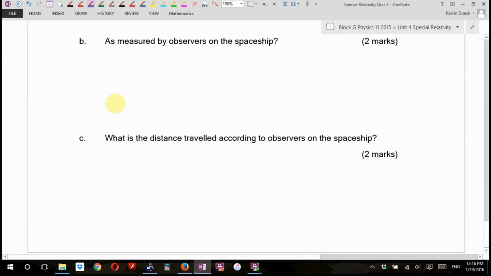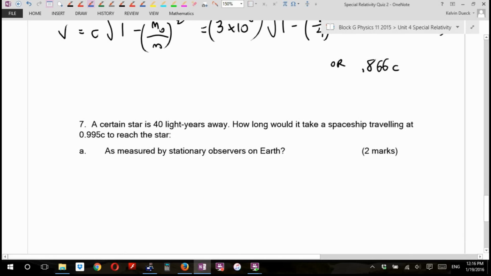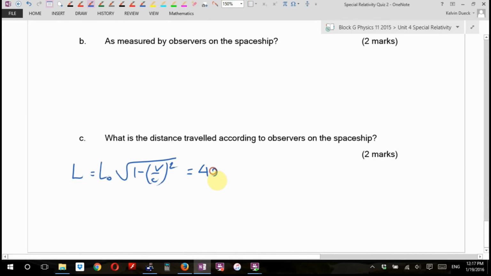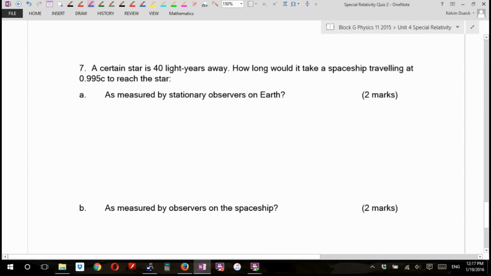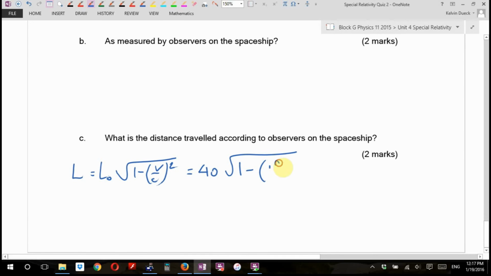I could actually do C right now without doing A and B. I could actually use the length equation, where I could say on the Earth at rest, the length is 40 light years, square root of 1 minus, the spaceship is traveling at 99.5% of the speed of light. Jared wants me to say the c's will cancel. I agree. You could actually get the distance using that.